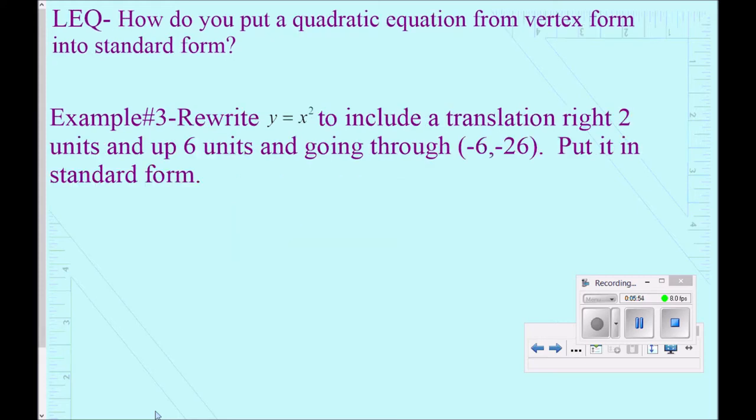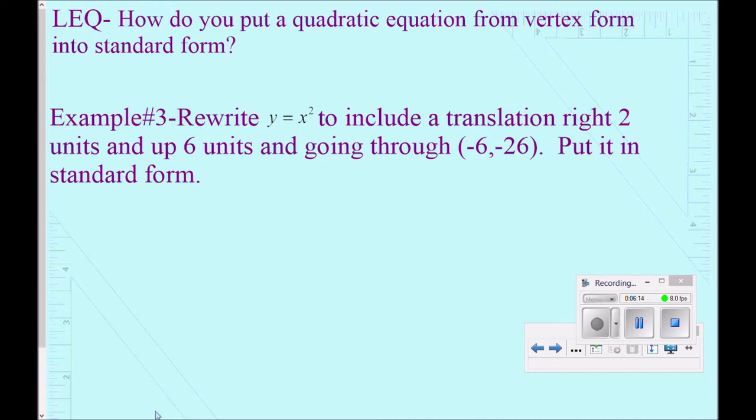Okay. So this time we are given a point that's on the graph, and we are given the translations or the shifts, and we're supposed to write the equation of the quadratic, and we're supposed to have it in standard form. So if you think about it, this is just like what we did in yesterday's lesson.